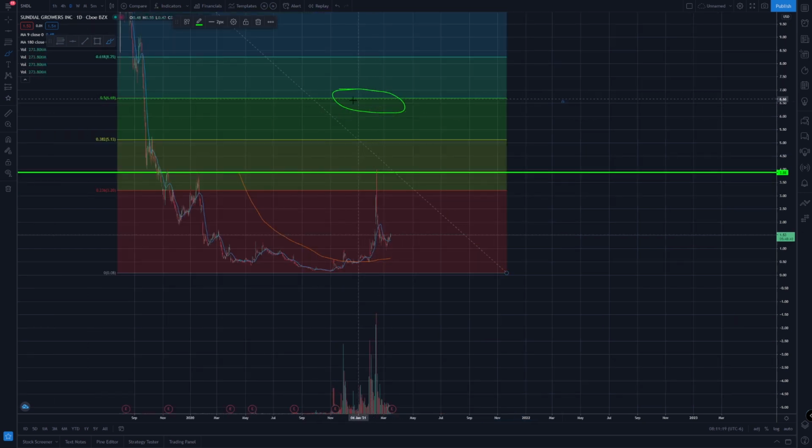So I would say if we're going to get to this target, we're definitely going to need to break this target first, and it's probably going to give us some resistance. So let's take care of this target first, and then we'll worry about this one. But this could be the possible next target, 670.